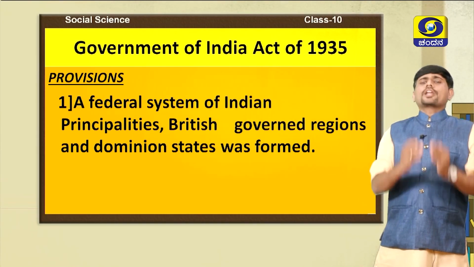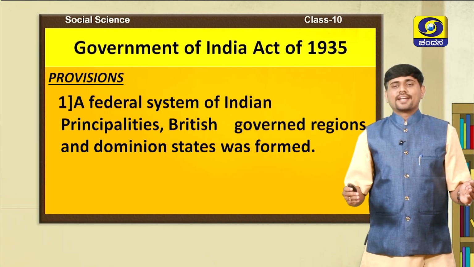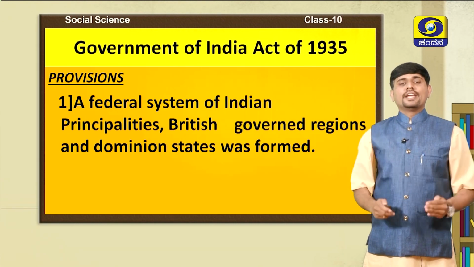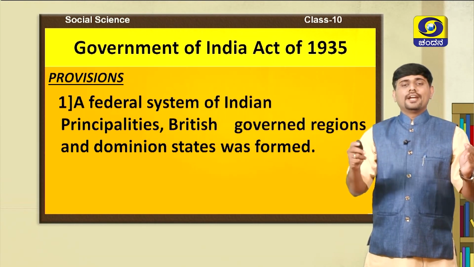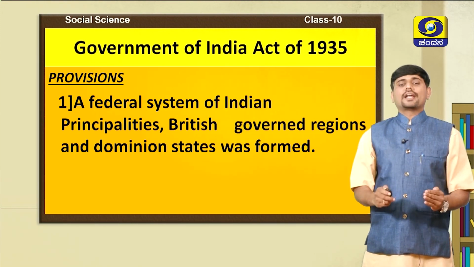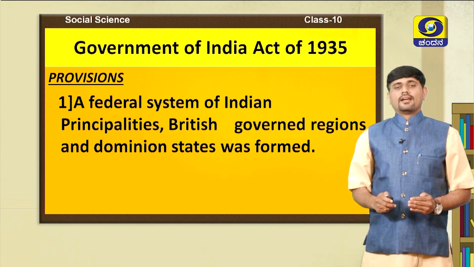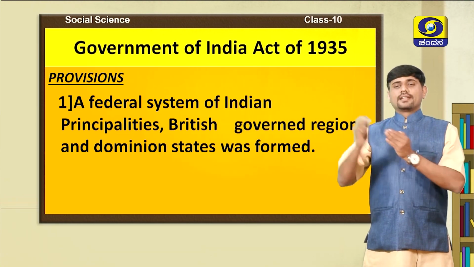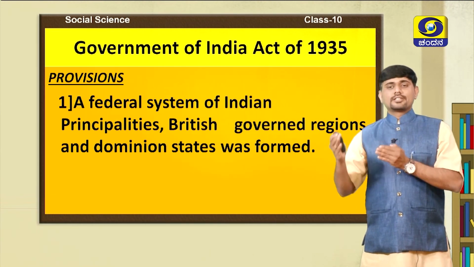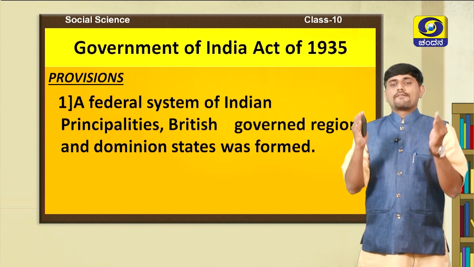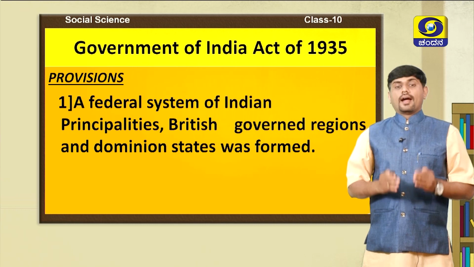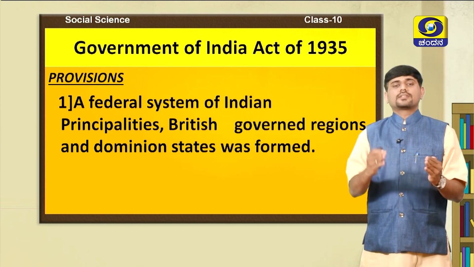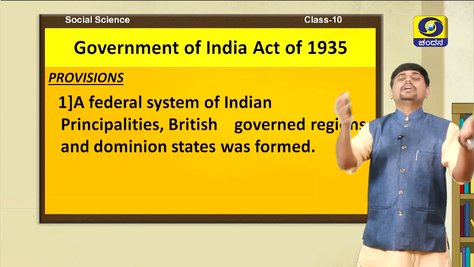Dear students, what are the important provisions of the Government of India Act 1935? Let us come to know here. Under this act, a federal system of India was created. A federal system of Indian principalities, British governed regions and dominion status was formed. India adopted the federal system for the first time under British rule. On one side there were Indian principalities, on the other side British provinces, all together forming a federal system of the country. The act also promised that India would be given dominion status in the future. It means India would be declared a sovereign country in the future.